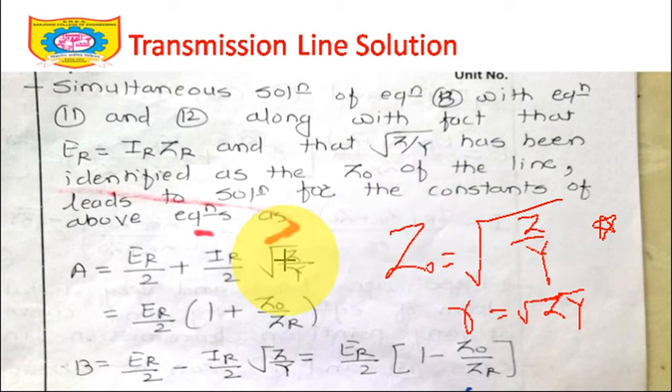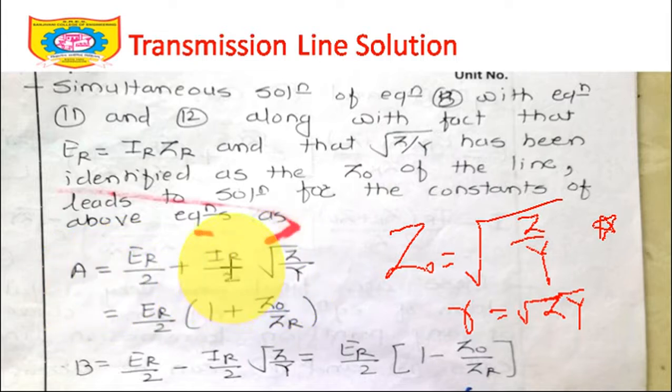So if we put these things in these equations and try to solve, we'll get certain expressions for A. So you just take a plain pen and paper and try to solve the simultaneous equations. Wherever you find ER, replace it with IR ZR and put root of Z by Y as Z0, and see what expression you get. So you will get A equal to ER by 2 plus IR by 2 root Z by Y.